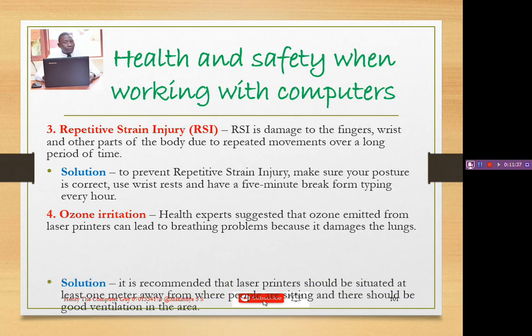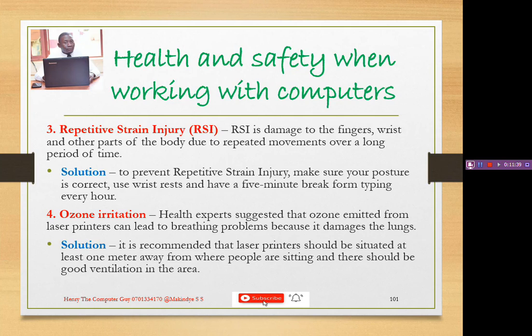So how can we overcome that? The solution is that it is recommended that a laser printer should be situated at least 1 meter away from where people are sitting, and there should be good ventilation in the room to allow free flow of air such that people are not affected by the emission from the laser printer. We continue.